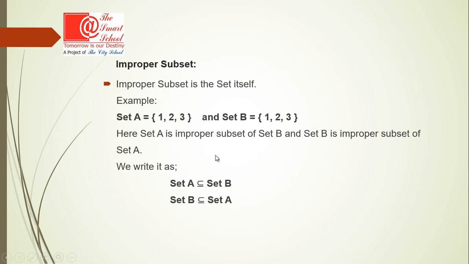Now improper subset. Improper subset is the set itself, or you can say an equal set of a set is its improper subset. For example, set A is equal to 1, 2 and 3, and set B is equal to 1, 2 and 3. Here set A is improper subset of set B and set B is improper subset of set A. This is the sign of improper subset. Or very simply we can say that both of these sets are equal sets of each other.